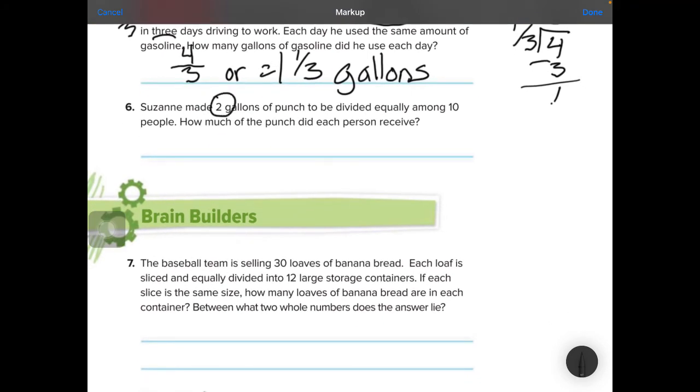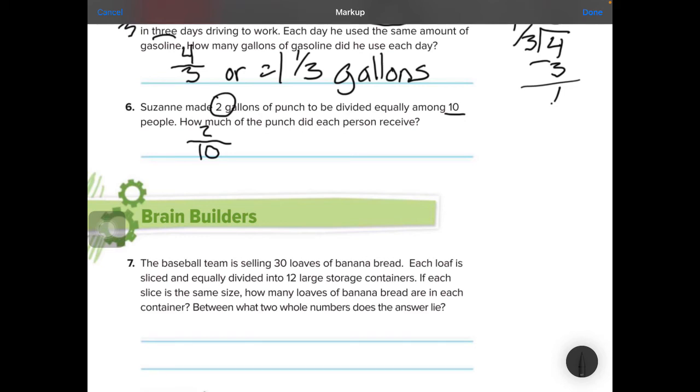Suzanne made 2 gallons of punch to be divided equally among 10 people. How much of the punch did each person receive? Okay, are we dividing up punch or people? That's right. The people are going to drink the punch, and there's a total of 10. And they're going to put the 2 gallons on the top, right?